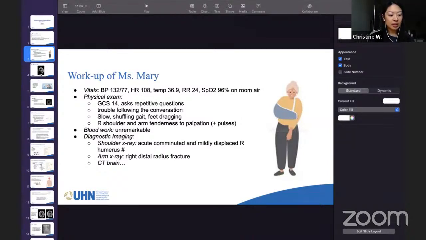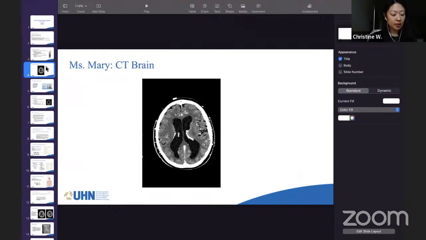Given that she has some neurological changes, we decided to do a CT of the brain. And her CT shows this, which is moderately dilated lateral and third and mildly dilated fourth ventricles with no lesion or vascular malformation that we can see. And this is very consistent with ventriculomegaly.